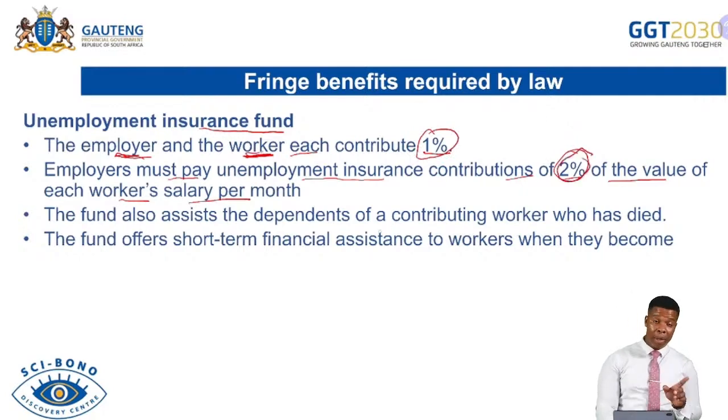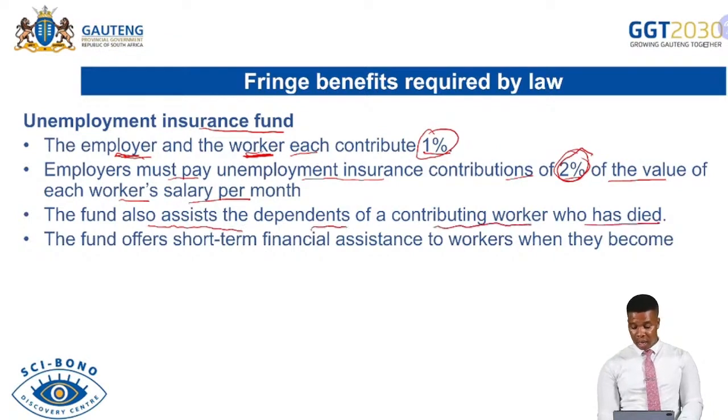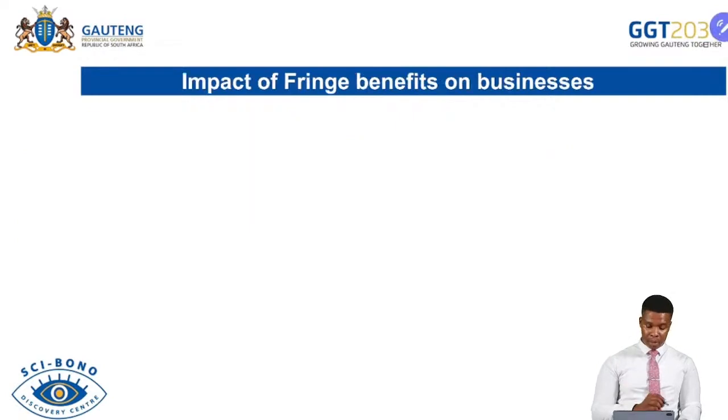So the 1% that is contributed by the worker is considered to be a fringe, beyond the salary. And then this fund will also assist the dependents of a contributing worker who has died, so that they can go there and claim. And then it will also protect or assist a worker who becomes unemployed. So this fund also offers short-term financial assistance to workers when they become unemployed.